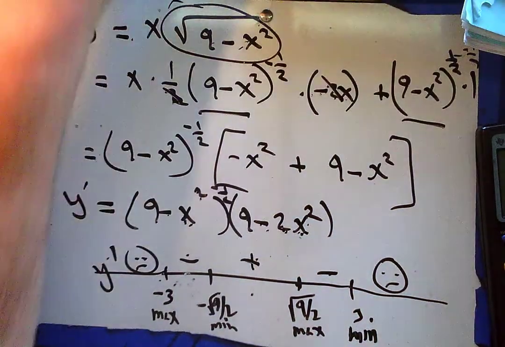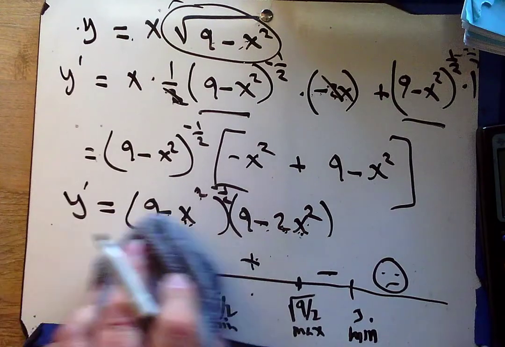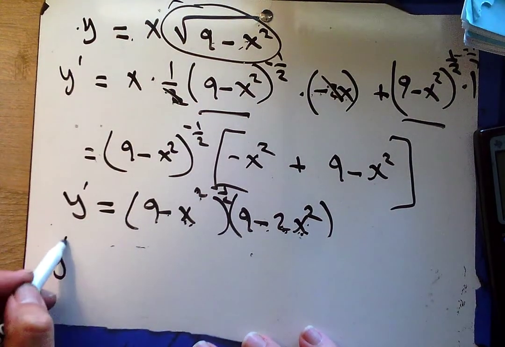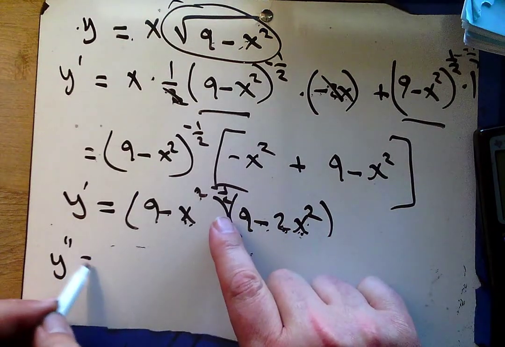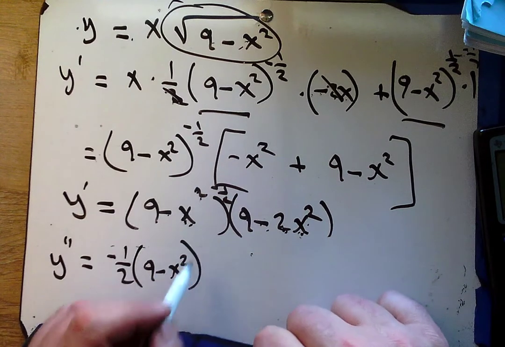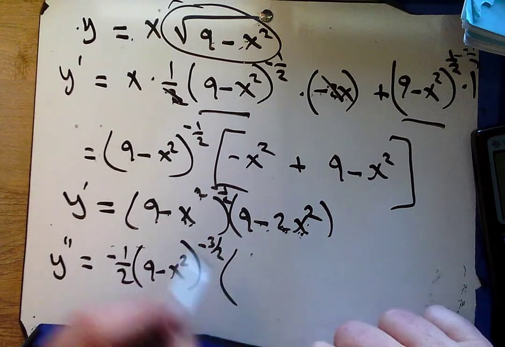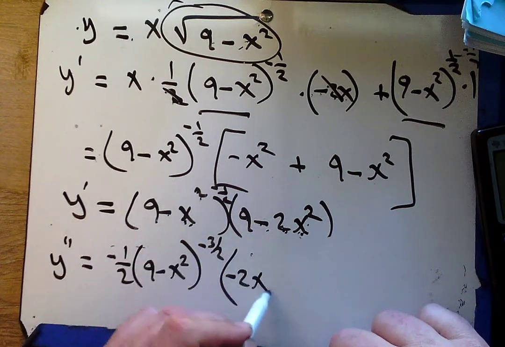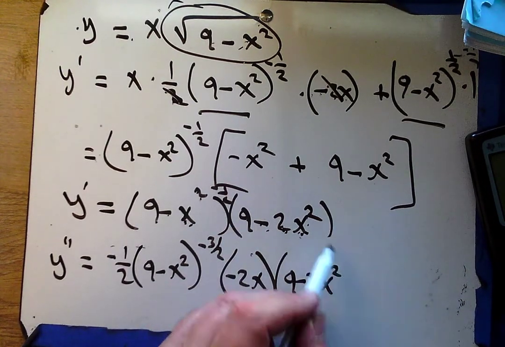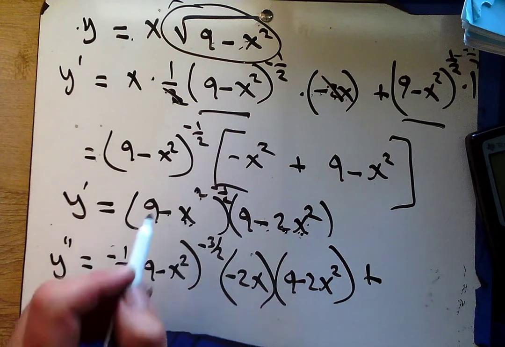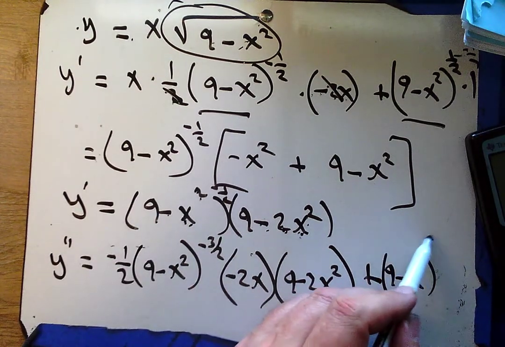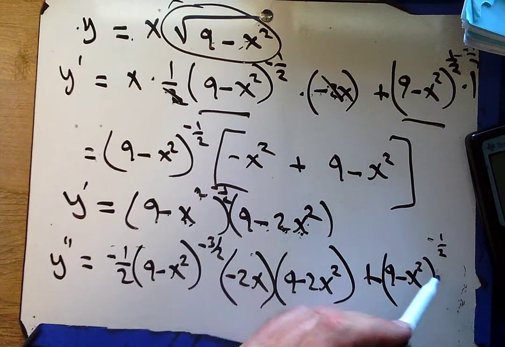Okay? And then how did the second derivative go? Let's take a look at that. Y double prime equals negative 1/2 9 minus x squared to the negative 3/2 times negative 2x times this guy plus this guy times the derivative of this.